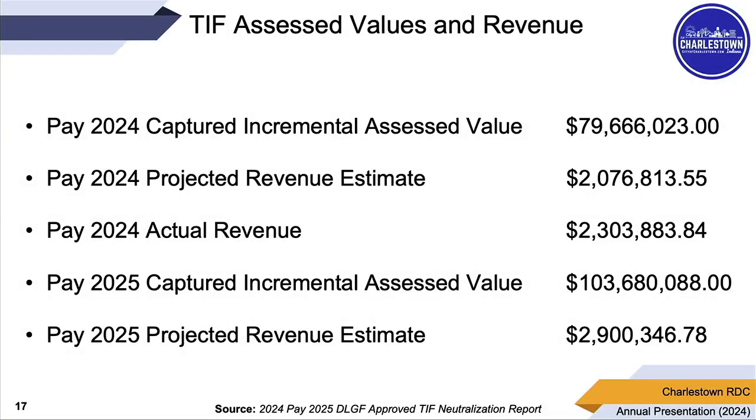This is from your TIF neutralization report that's submitted to the Department of Local Government Finance. This shows what the captured assessed value is, what the projected revenue is, the actual revenue, and then what '25 may bring. This was done in '24, probably the middle of '24, so this is just an estimate. They don't ever really match exactly. So this has an estimate that we could receive in this year, $2.9 million.